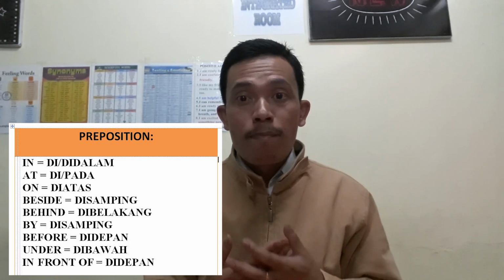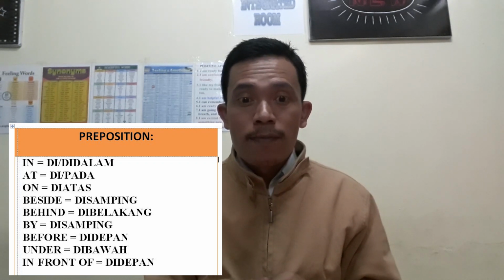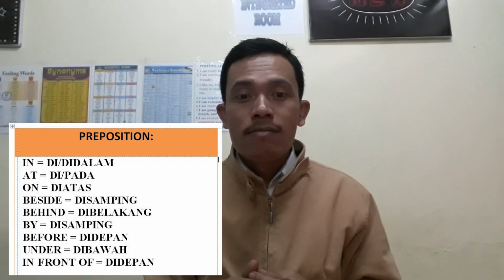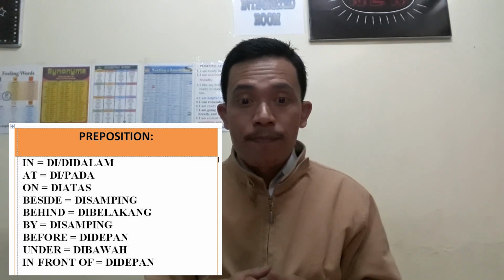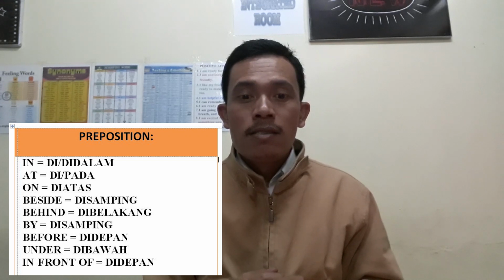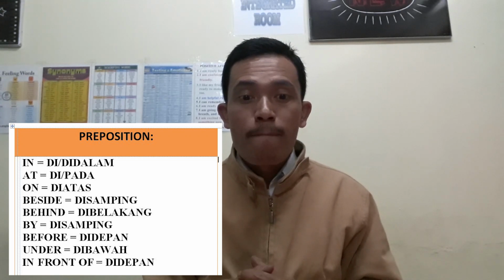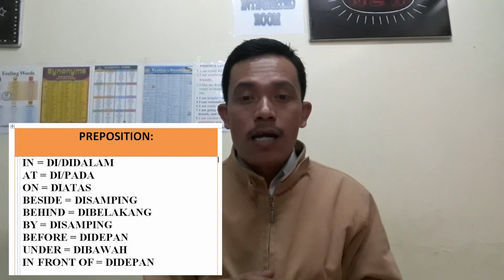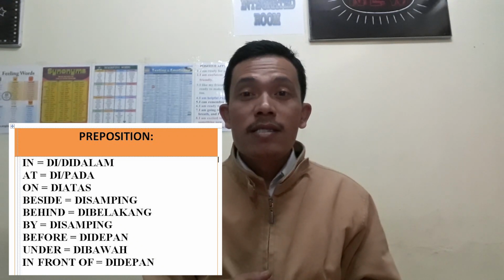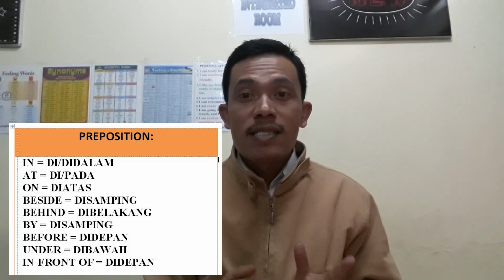There are some kinds of prepositions of place. Number one is in, di dalam, atau di, at, di, atau pada, on, di atas, beside, di samping, behind, di belakang, near, dekat atau di dekat, by, di samping, before, di depan, under, di bawah, in front, yang artinya di depan. Okay, those are the kinds of prepositions to explain where something or where someone is.